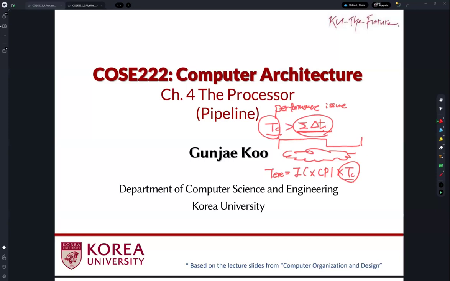So now, we will learn how to improve the performance in CPU using pipelining, okay? As I mentioned, this is a very important topic in this course. So you need to understand the concept of pipelining. Also, you need to understand the performance issues. Also, you can observe several performance issues in the pipeline architecture, so you also need to understand the performance issues in the pipeline processor.